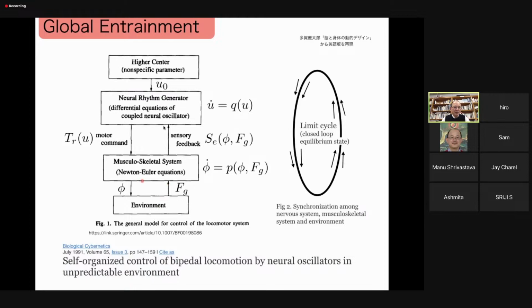Sensor feedback and the motor command are also generated. Then how can we add such a constraint to generate some specific pattern? It comes from the CPG, the neural rhythm generator. It can also be described by a nonlinear differential equation with a nonlinear term. This is his proposal, his hypothesis. Then he tested it.